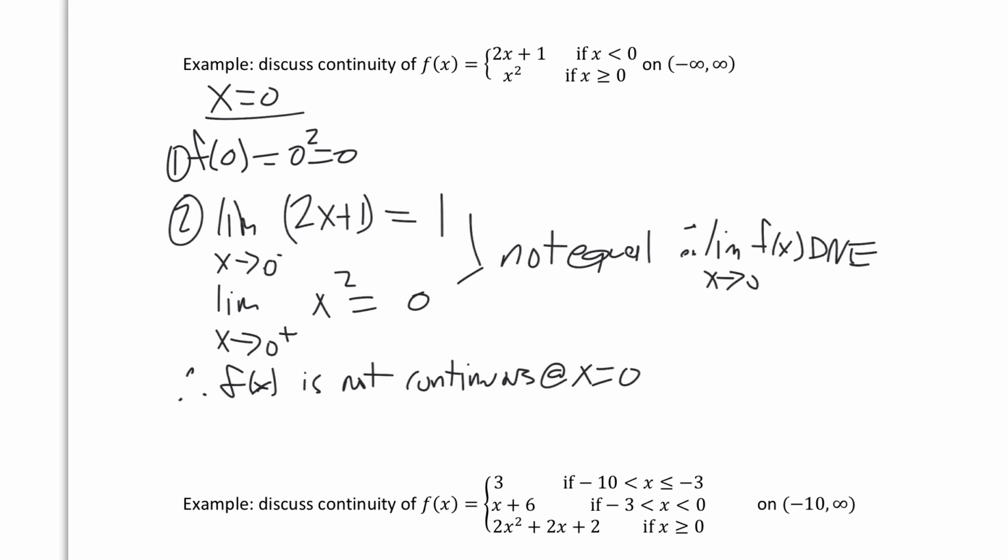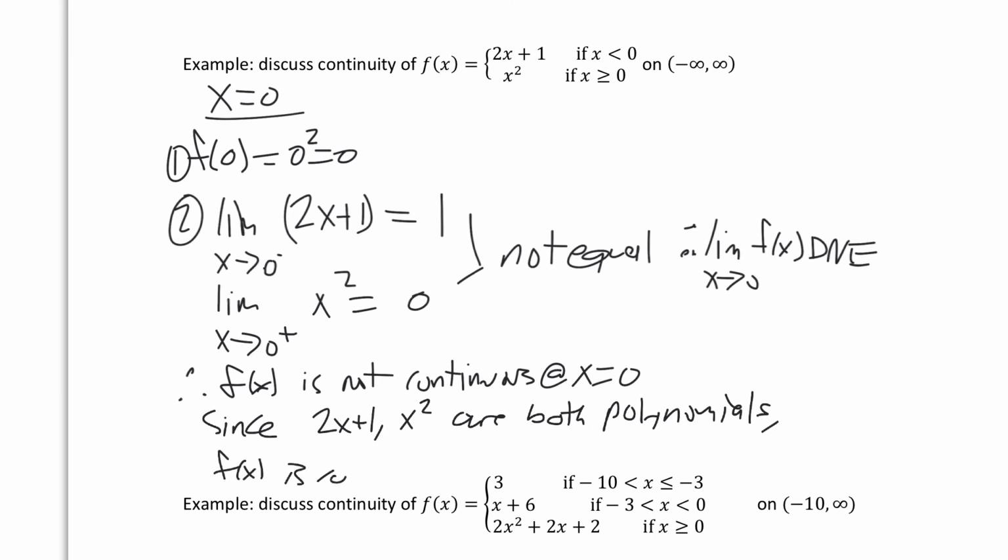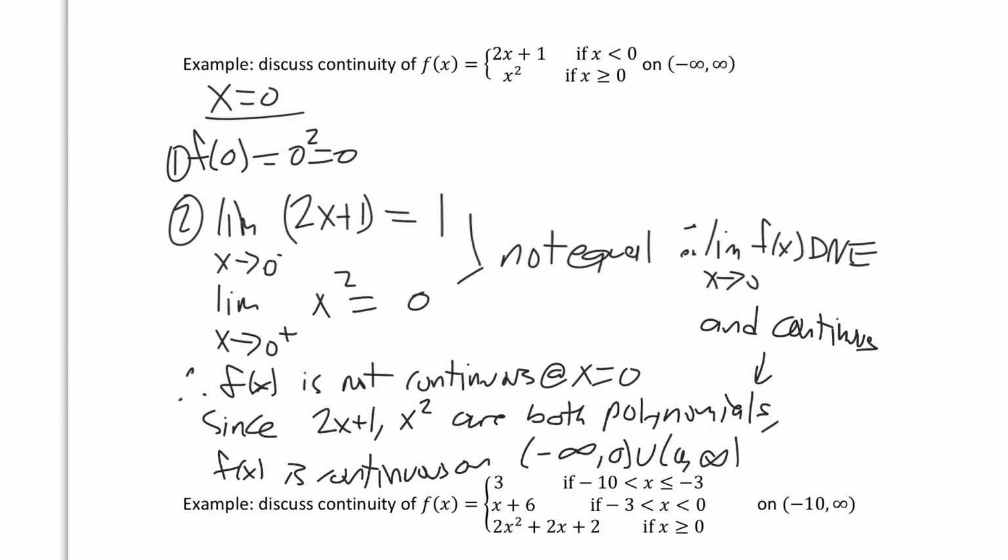But it is continuous on the rest, because this is a polynomial and this is a polynomial. So it is continuous on the rest of the real number line, just not at 0. So we'll say since 2x plus 1 and x squared are both polynomials, and continuous, f of x is continuous on negative infinity to 0, union 0 to infinity.